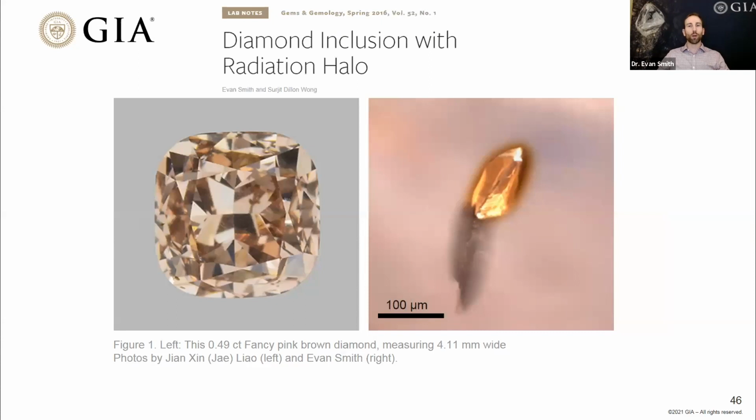Here's an oddball inclusion. So this is one that you wouldn't really think is that unusual if it weren't for the fact that it has this kind of hazy looking brown glow to it. So this inclusion here, this sort of yellowish or brownish inclusion, has some kind of brown rim or halo. And we recognize this as radiation damage.